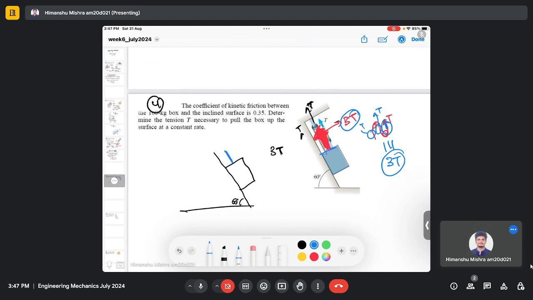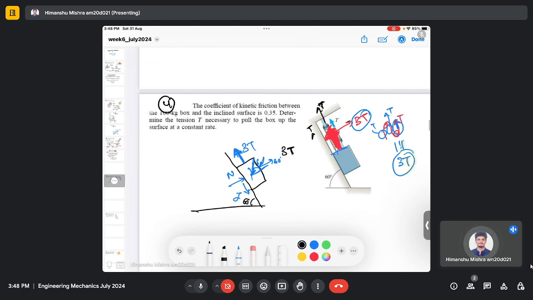So here we have a force 3T, right? And since the block is going upward, there will be a friction force acting in the opposite direction. So here we have friction force F. Here we have a normal reaction force. And here we have a weight. Right? So this is my free body diagram.